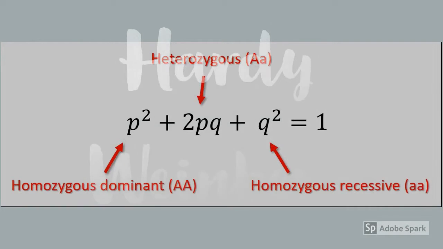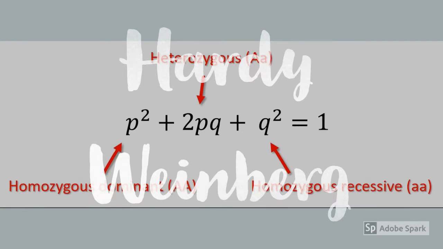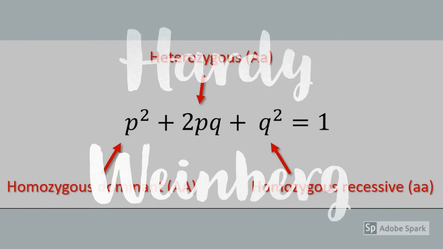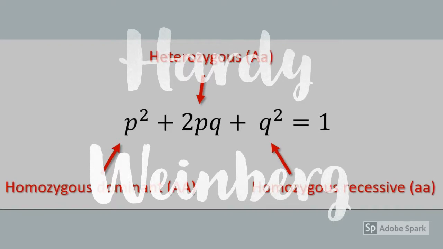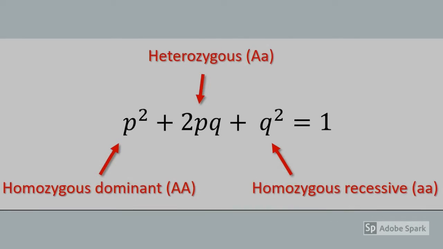A Hardy-Weinberg population is a population that is not changing and is in genetic equilibrium. This means that there are no mutations, random mating, no natural selection, extremely large population, and no gene flow. An equation to evaluate populations at Hardy-Weinberg equilibrium is shown.